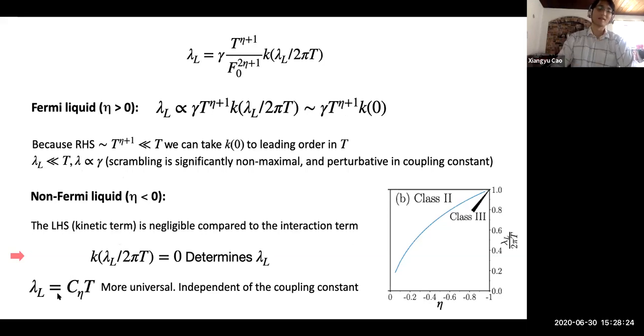However, the proportionality constant is a function of this eta, which determines the power law of the distribution, but not the coupling constant. So it's more universal, but not completely universal like in fast scramblers. However, it does approach the fast scrambler value when you approach class 3, as expected.